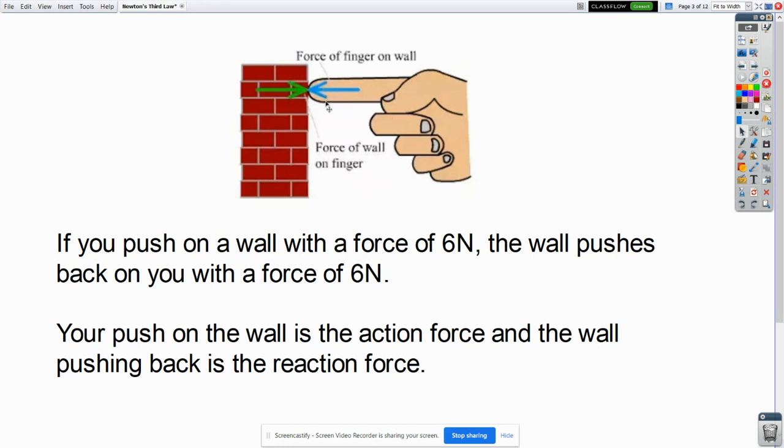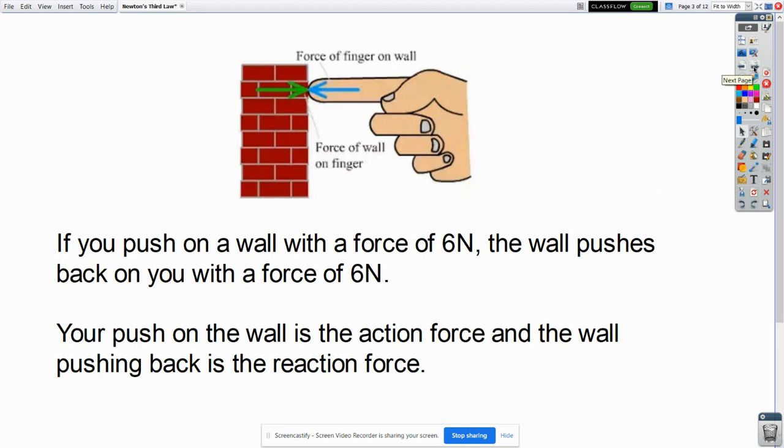Your initial push, the thing that starts it all, is called the action force. The way the other object responds is referred to as the reaction force. So for every action, you pushing on the wall with a 6 Newton force, there is an equal but opposite reaction, the wall pushing back on you with a 6 Newton force. Again, you note the arrows are in opposite directions. The finger's force is to the left, the wall's force is to the right. Equal in size, opposite in direction.